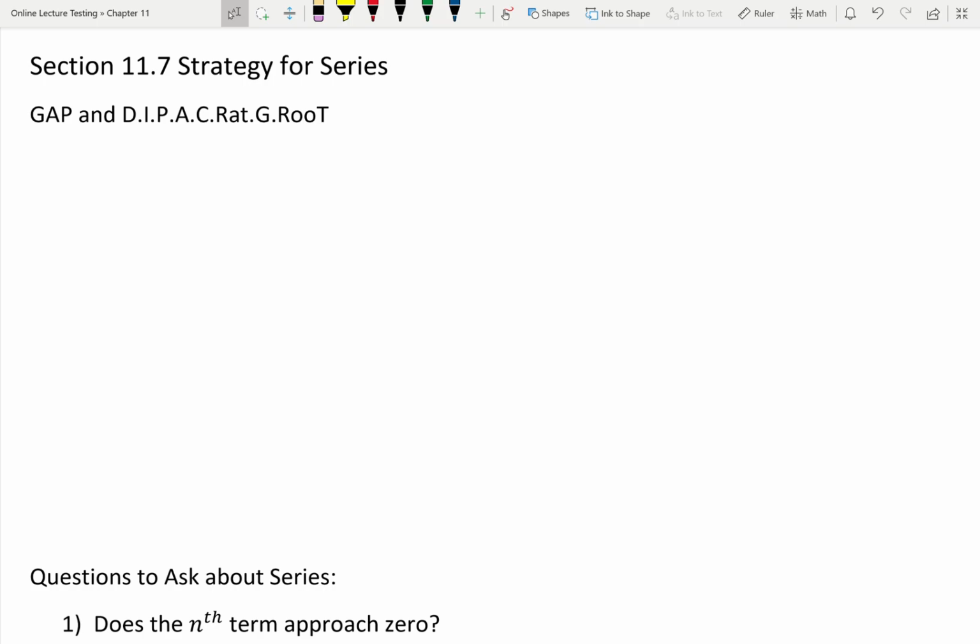This is why we use a comparison series to go with it, something that we know is convergent or divergent, then that way we force the other one to converge or diverge.